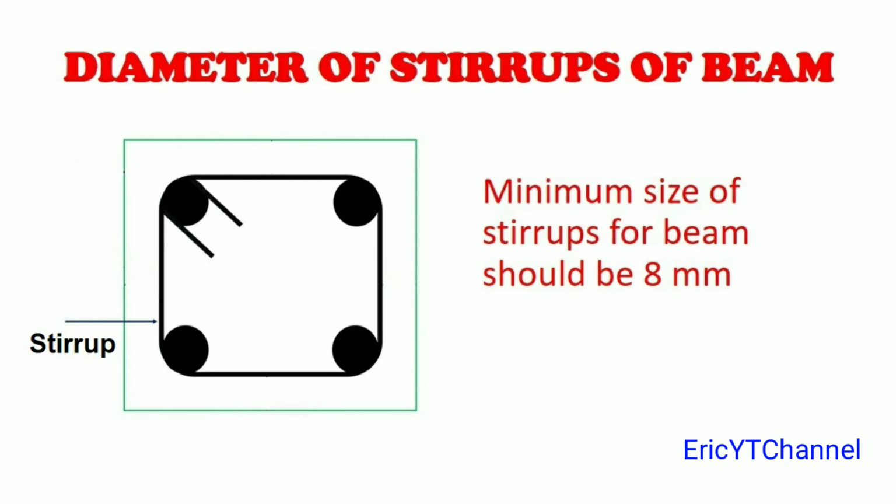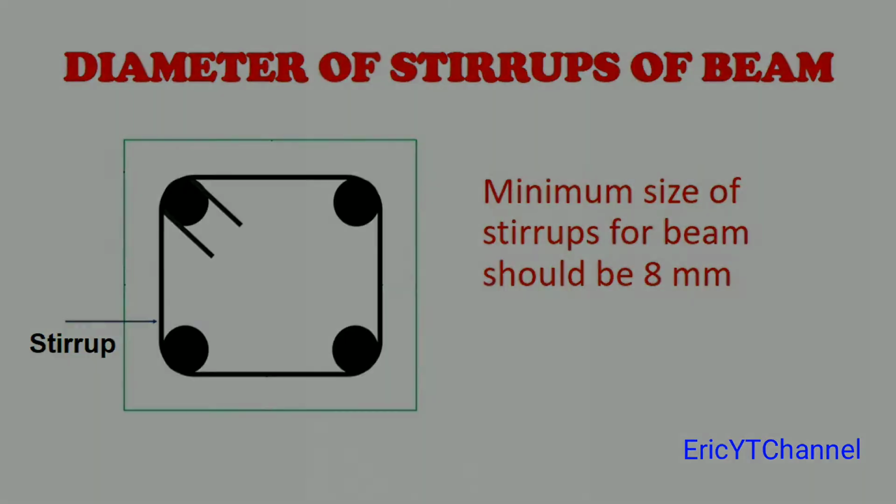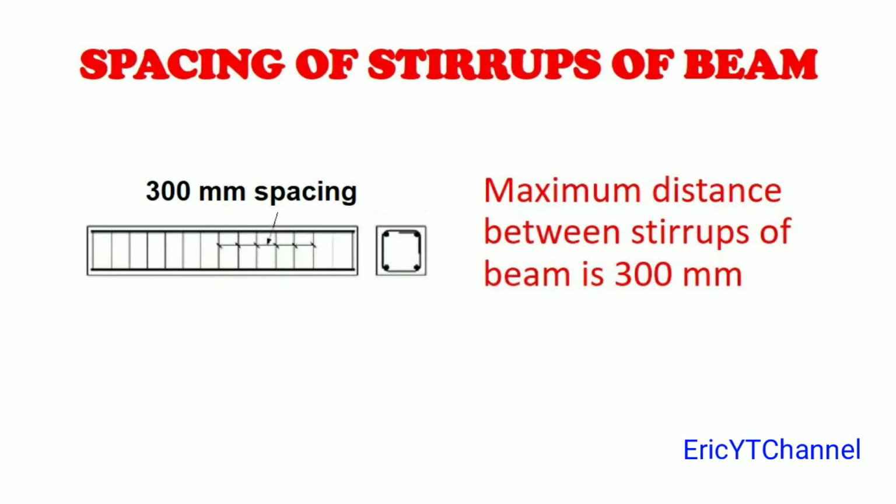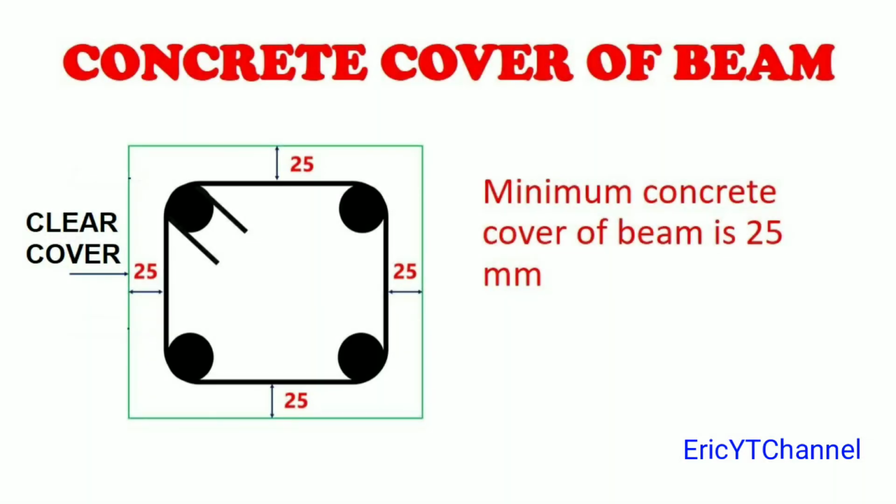Diameter of stirrups of beam. Specification is minimum size of stirrups for beam should be 8 mm. Spacing for stirrups of beam. Specification is maximum distance between stirrups of beam is 300 mm. Concrete cover of beam. Specification is minimum concrete cover of beam is 25 mm.